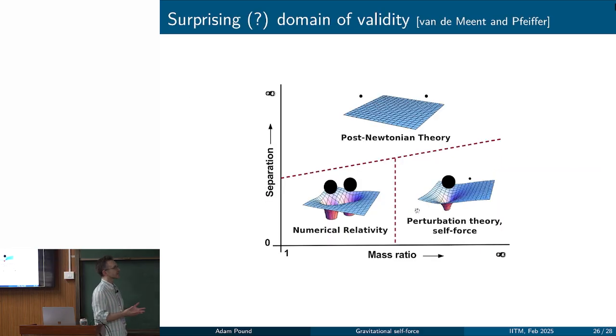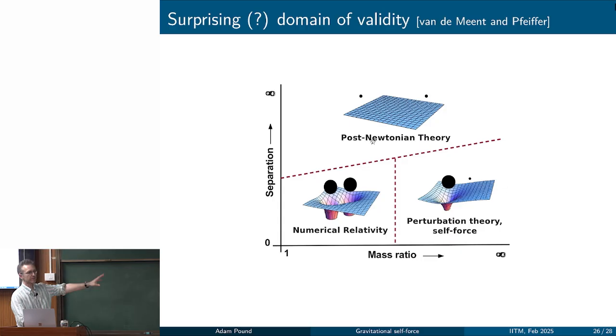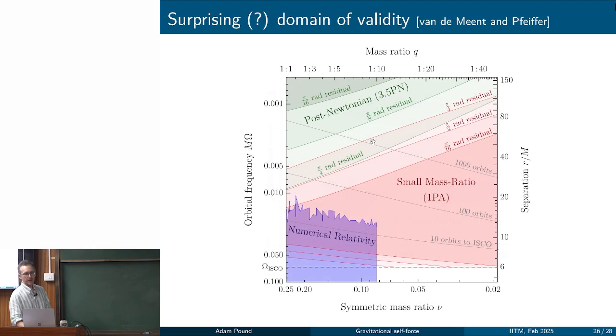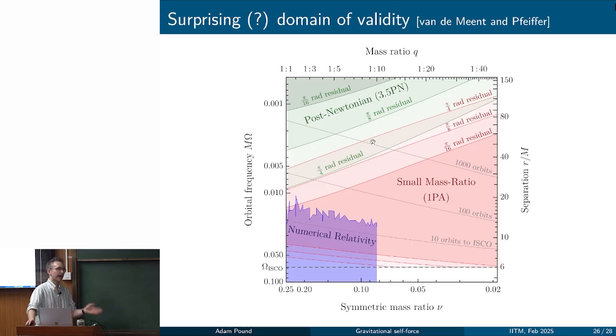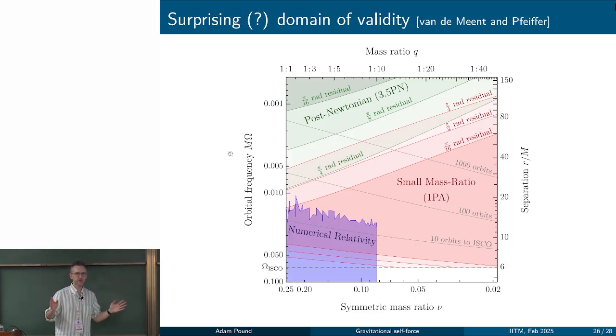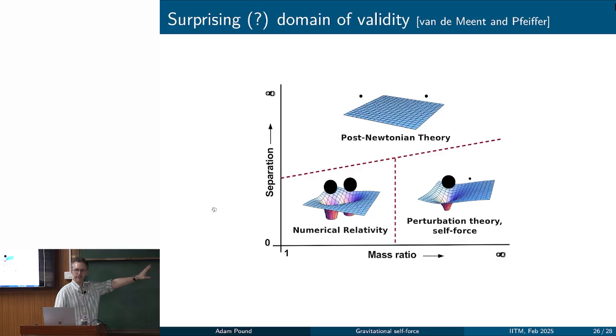Okay, so that's the kind of surprising, if you're an NR person, domain of validity. So I showed this cartoon before of the different regimes different models work in. A few years ago, Maarten van de Meent and Harald Pfeiffer did a more quantitative study of where the boundaries lie between different regimes. This was before we even had 1PA waveforms, so they were predicting the accuracy of 1PA waveforms by looking at a whole bunch of numerical relativity waveforms and doing a kind of fit. We now know, now that we have 1PA waveforms, that this picture was overestimating the accuracy of self-force a little bit. Although I also mentioned that we made mistakes, so it's possible that once we correct those mistakes, we'll recover this picture.